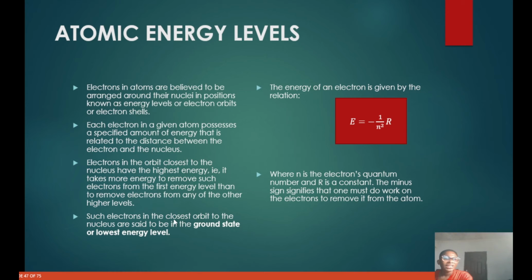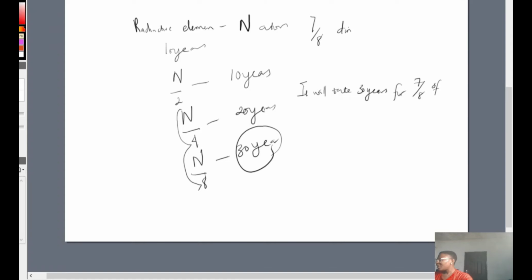Such electrons in the closest orbits to the nucleus are said to be in the ground state, or the lowest energy state. That is, they are at rest, and it's so difficult for us to just displace them. It's just like when we talk about the sodium.